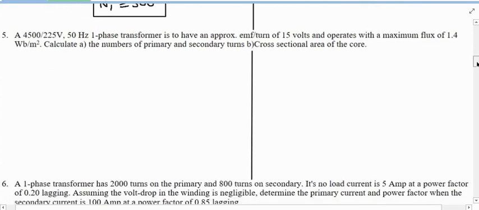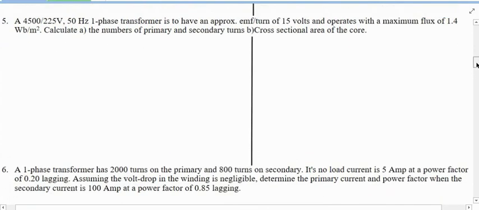The next problem is a 4500 by 225 volt 50 Hz single phase transformer is to have an approximate EMF per turn of 15 volts and operate with maximum flux density of 1.4 Weber per meter square. We have to calculate the number of primary and secondary turns and cross sectional area of the core. So let us start with A.